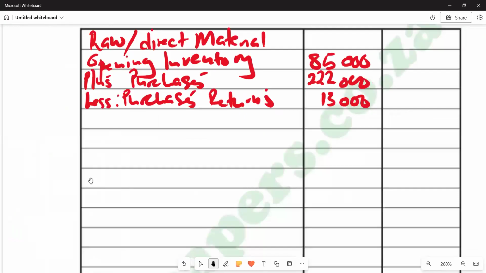So we are saying less, so you can put brackets. You're saying 85,000 plus 220,000 minus 13,000. And the answer that you are supposed to get is 294,000. You have 294,000, and this figure we call stock available for use.